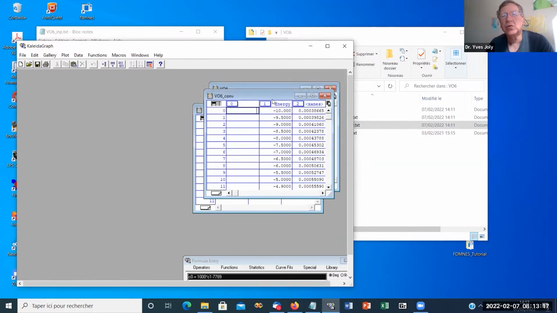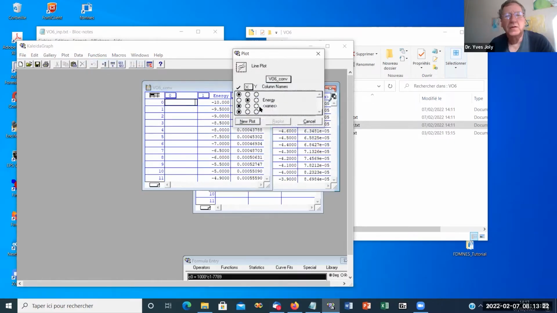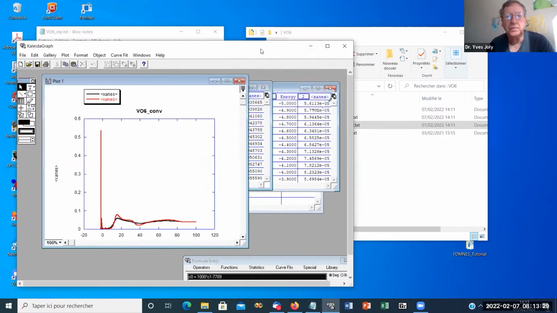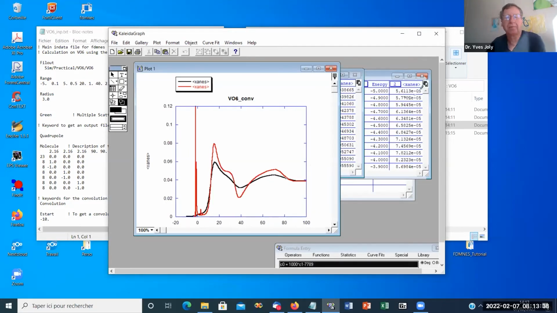What is good to see is both together, the convoluted one and the non-convoluted one, to see the difference. So you have this big first peak, but okay, I zoom a bit. I hope you can see this. Sometimes it takes some time to do that at the beginning.